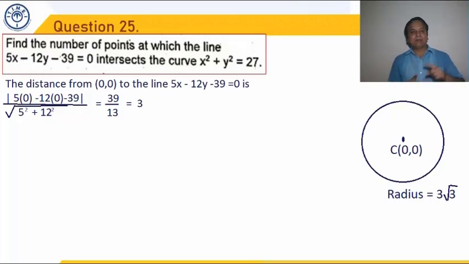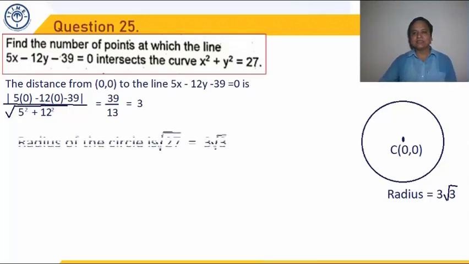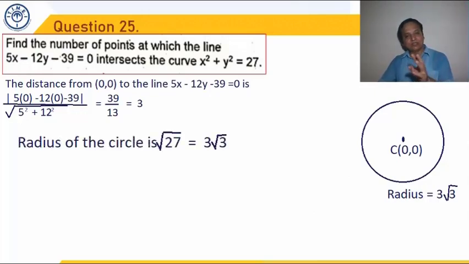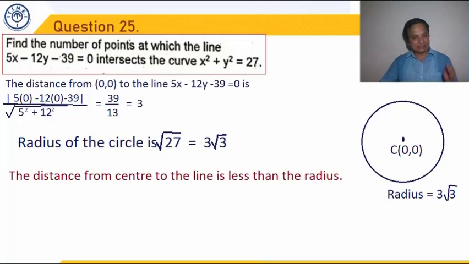From the center, the perpendicular distance to this line is 3, while the radius is more than 3. Can we safely say the radius is 3 root 3 and the distance from the center to the line is 3? So the distance from the center to the line is less than the radius. Since it is less than the radius, can we say the given line cuts the circle at how many points?